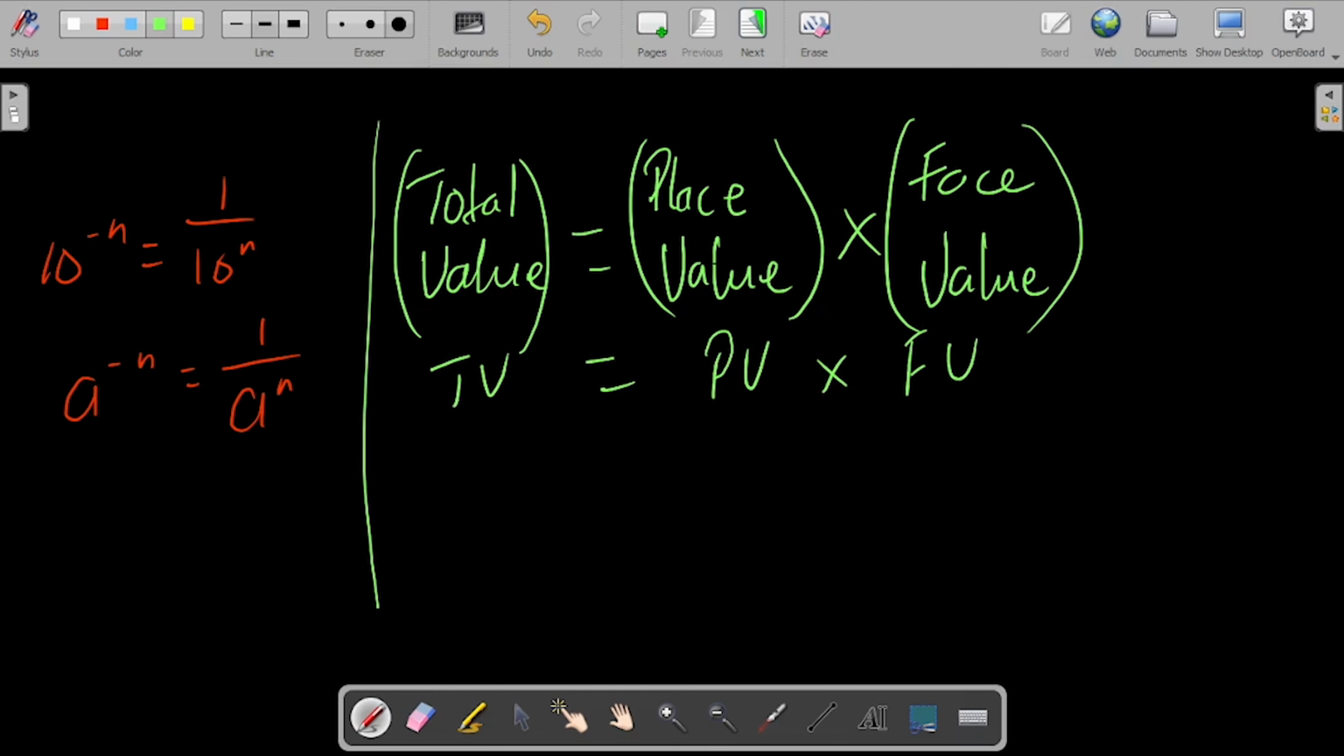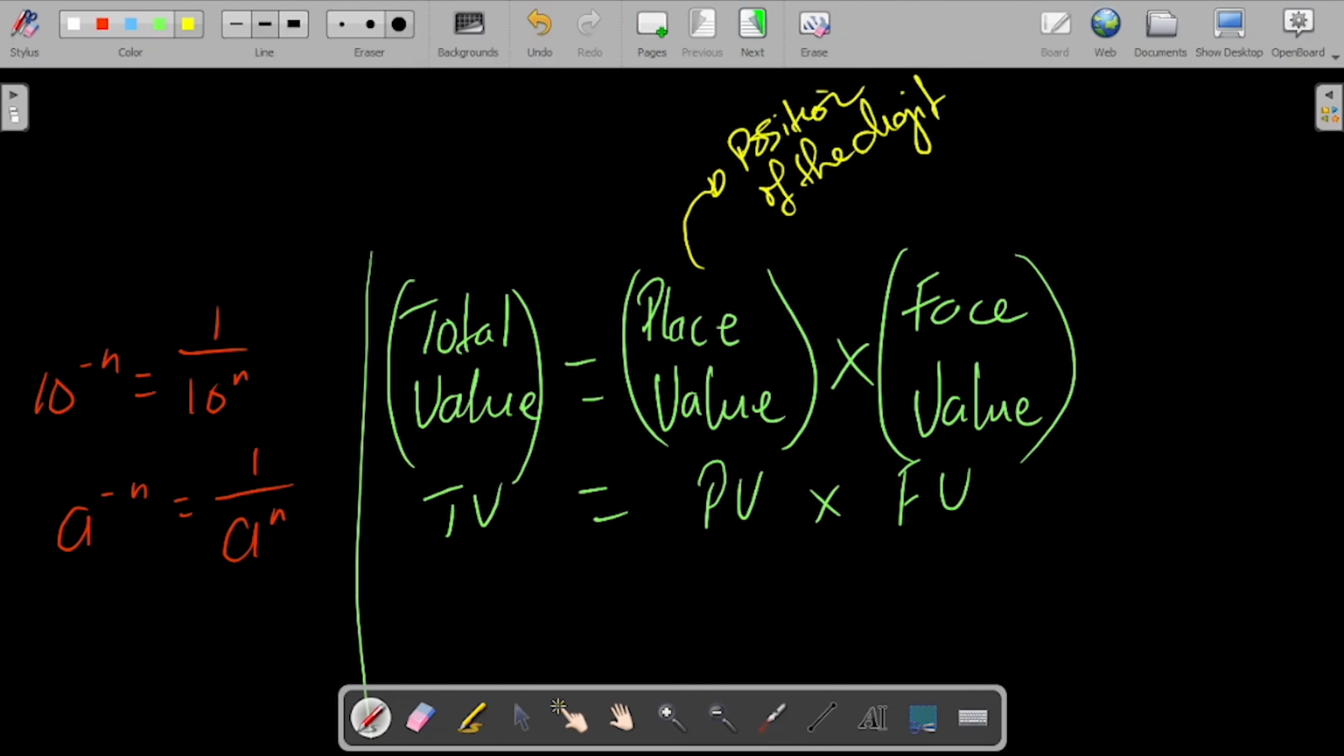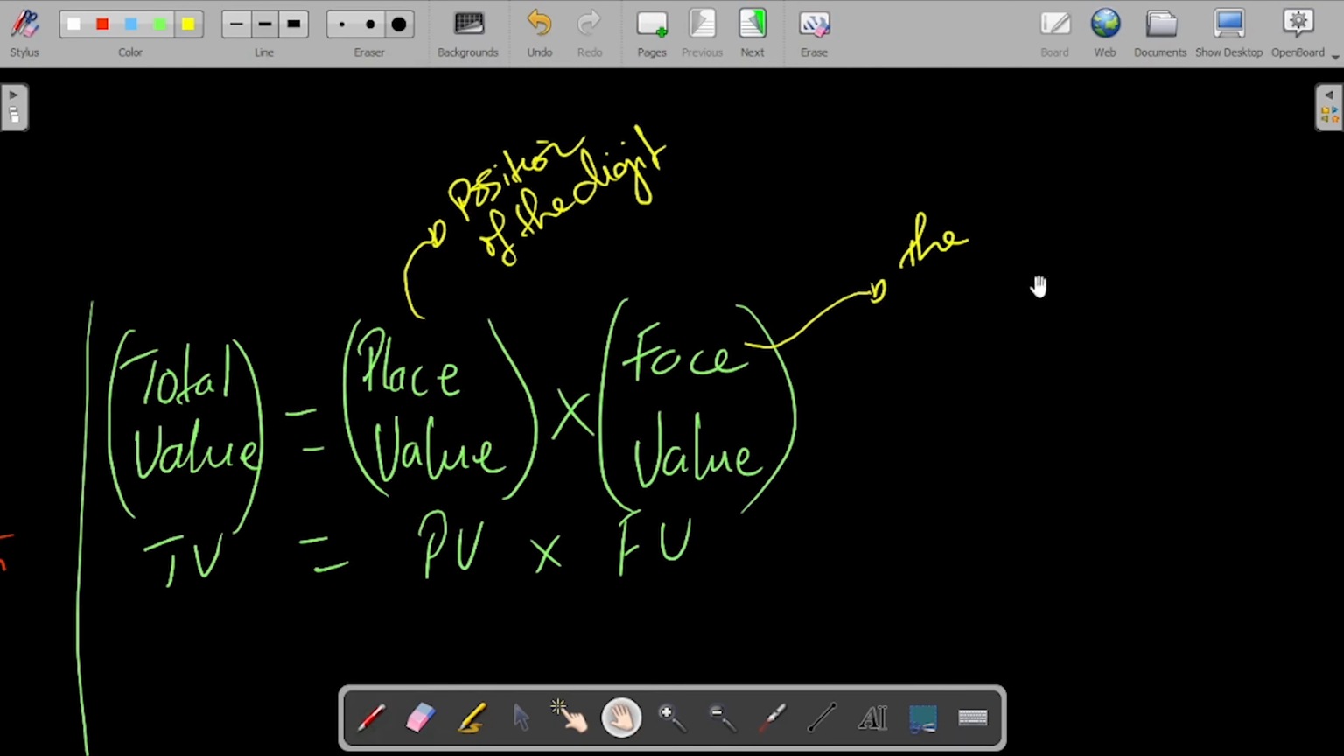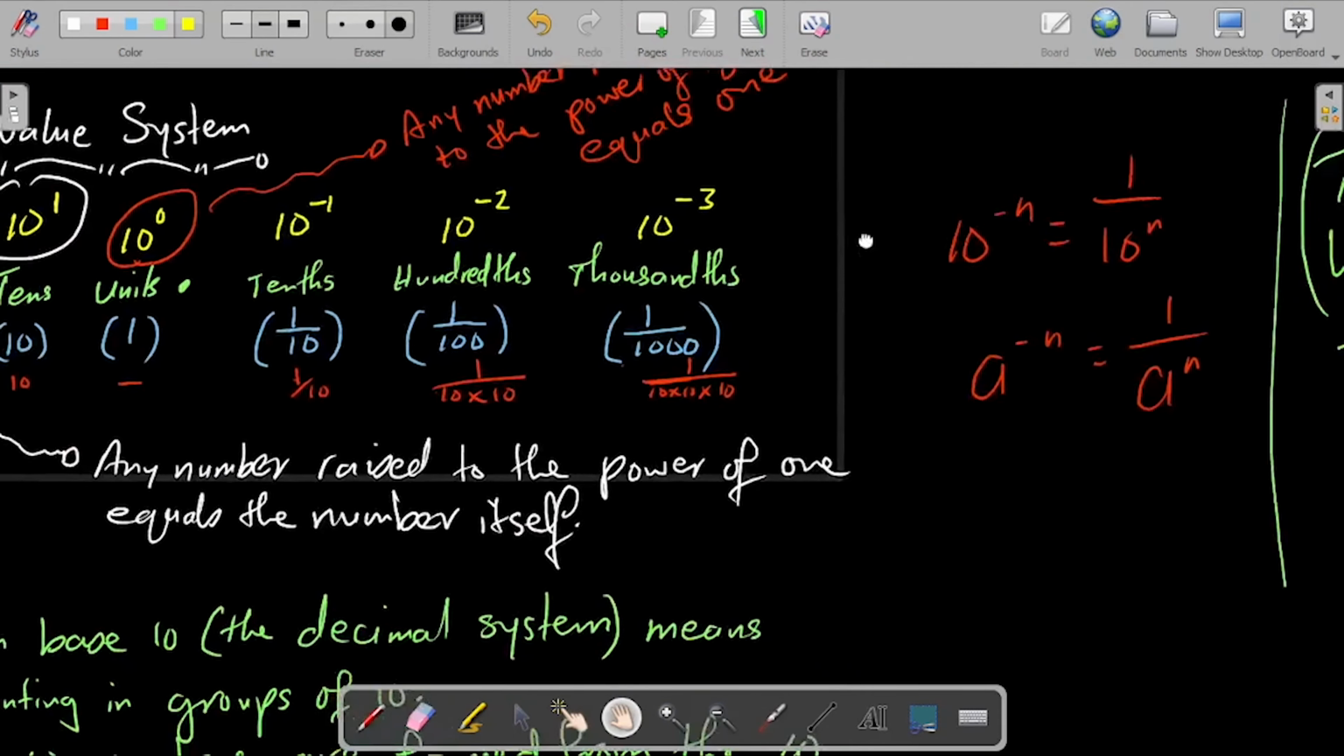The place value has to do with the position of the digit. The face value is the digit itself. The face value is the face of the digit, or what you see. So the face value of 5 would be 5. The face value of 4 would be 4. The face value of 0 would be 0. So the face value is the actual digit. Good. So let's go back to the example.